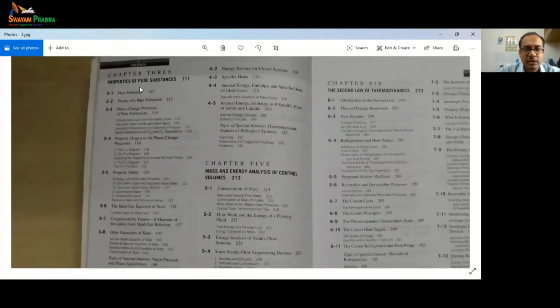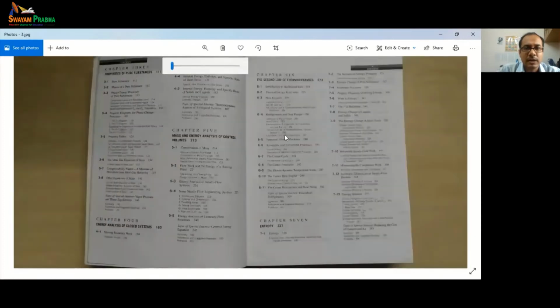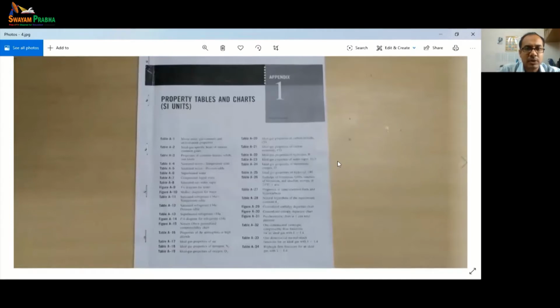The major takeaway from this tutorial will be how to look up numbers from the tables, and how to get physical intuition of the systems whenever we talk about any phase change in a pure substance. That's the goal of today's tutorial. Now, for getting the properties, what we are going to use are the property tables and charts.